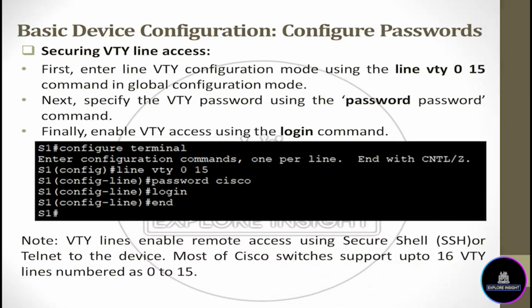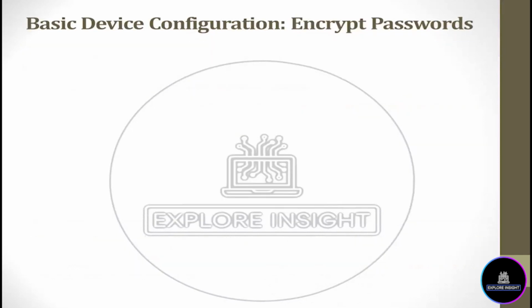Okay, so take note that the VTY lines enable remote access. So if you're using SSH or you're using Telnet to the device. However, most of the Cisco switches support up to 16 VTY lines. This is why it's numbered from 0 to 15, which gives us 16 VTY lines. So these are the three ways we can configure passwords in order to secure our device.